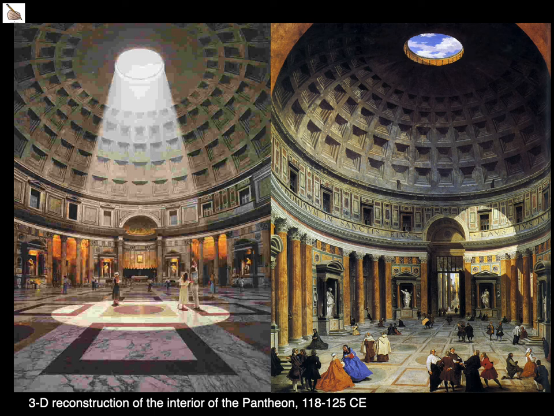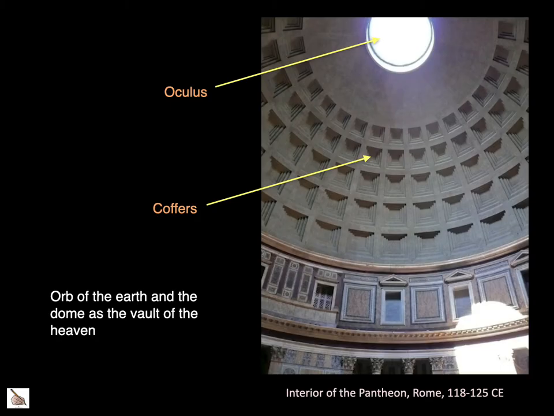While the dome was probably painted in deep blue, each coffer, recessed panels, displaying a star shape in imitation of the nighttime skies. Oculus is Latin for eye. Coffers were a sunken panel, often ornamental, in a vault or a ceiling.